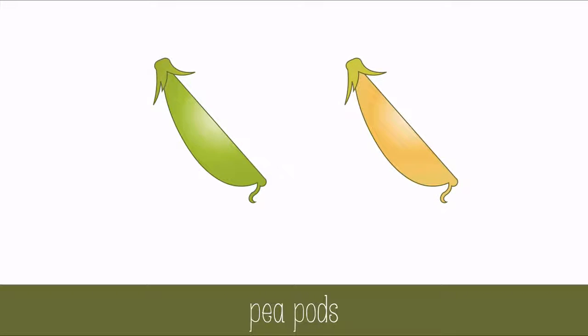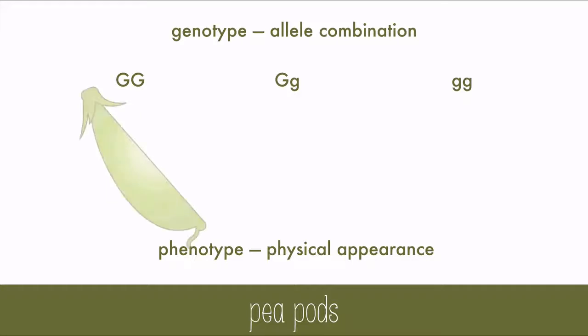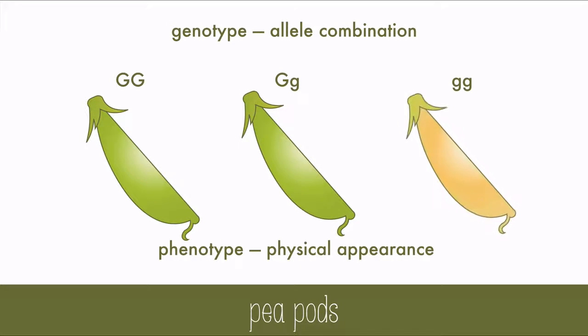In pea pods, green is dominant over yellow. If these are the genotypes or allele combinations, what are the phenotypes? Having just one dominant allele of the gene will make it green in this case. So there are two green pods and one yellow pod.